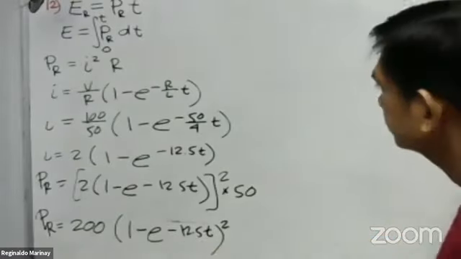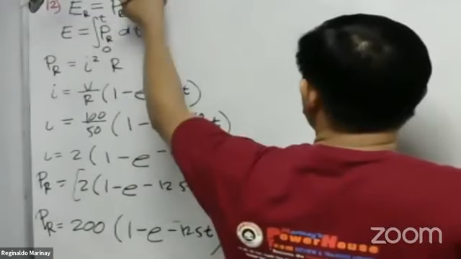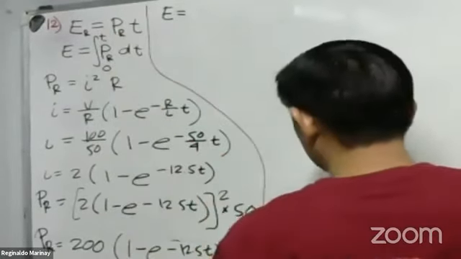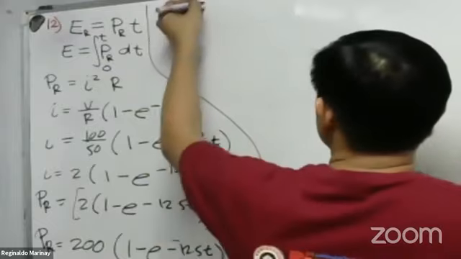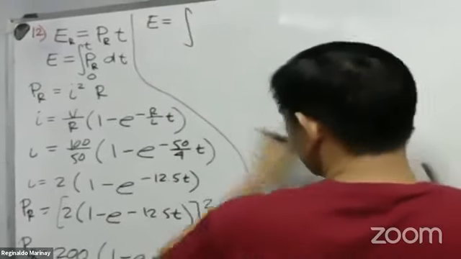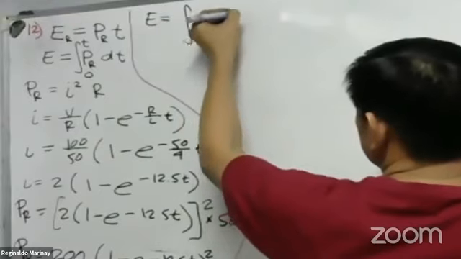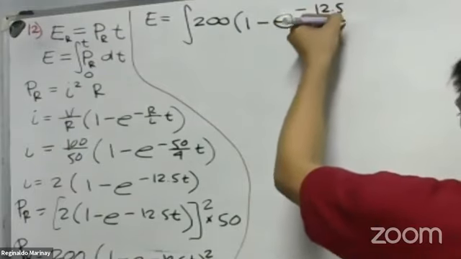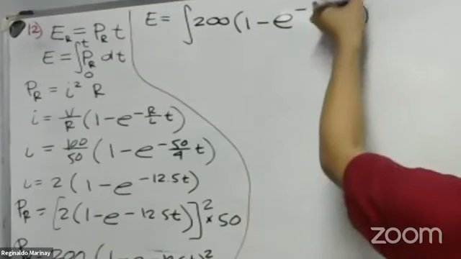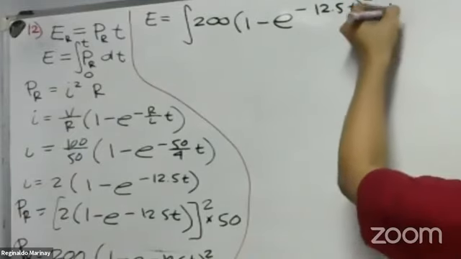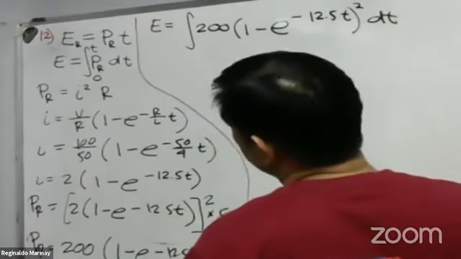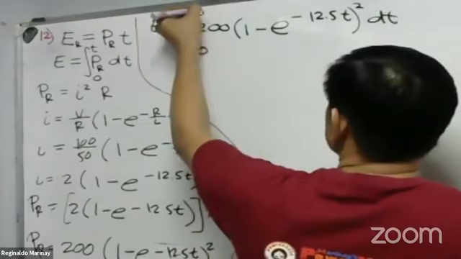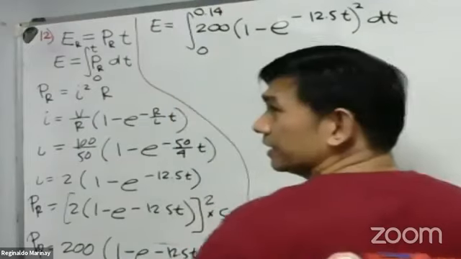So again, our energy will be equal to what? The integral of PR. What is our PR equal to? 200 times 1 minus e raised to negative 12.5 t quantity squared, dt. Then the limit would be what? From 0 to 0.14, that is 140 millisecond.